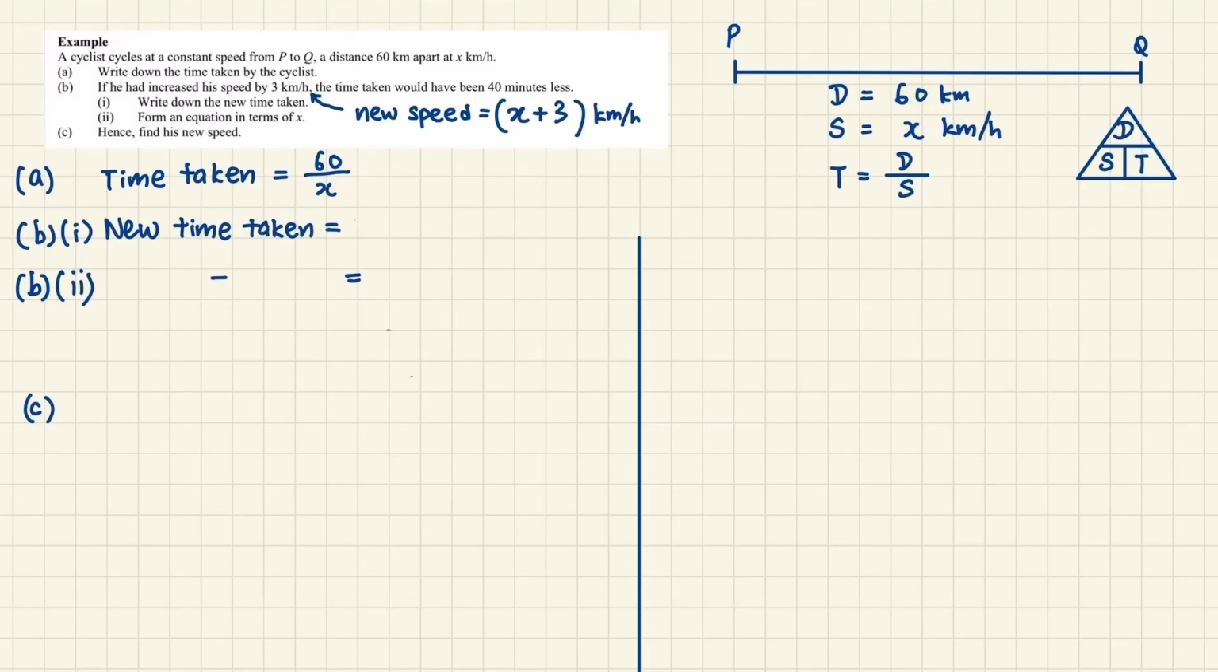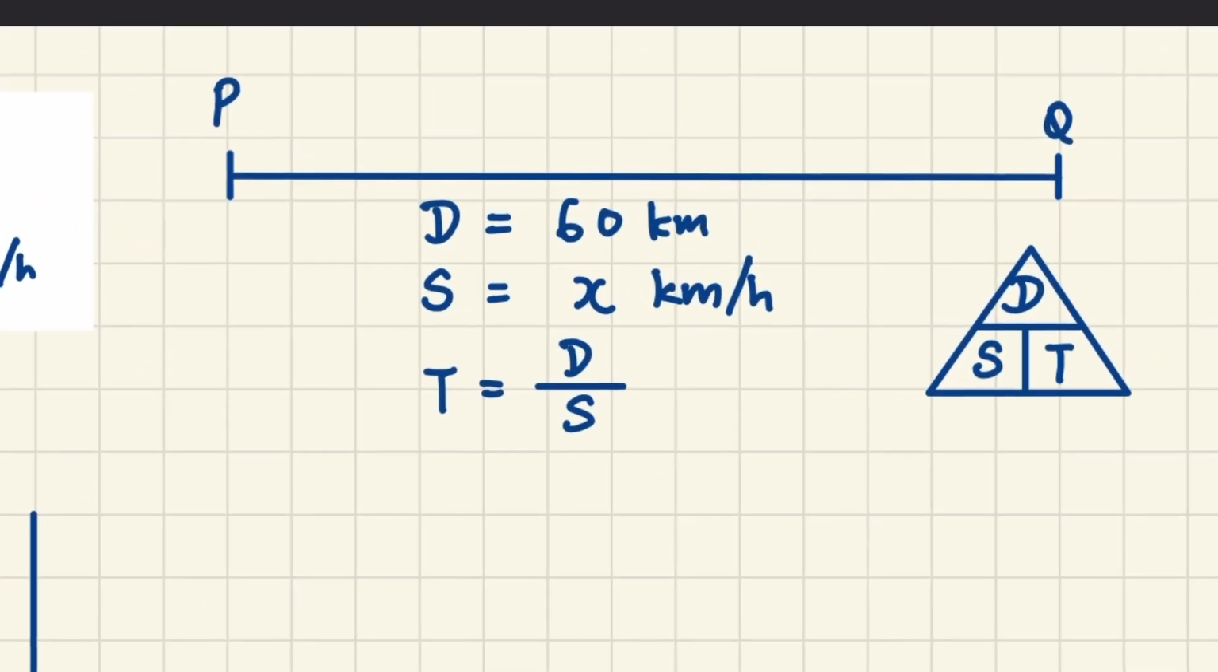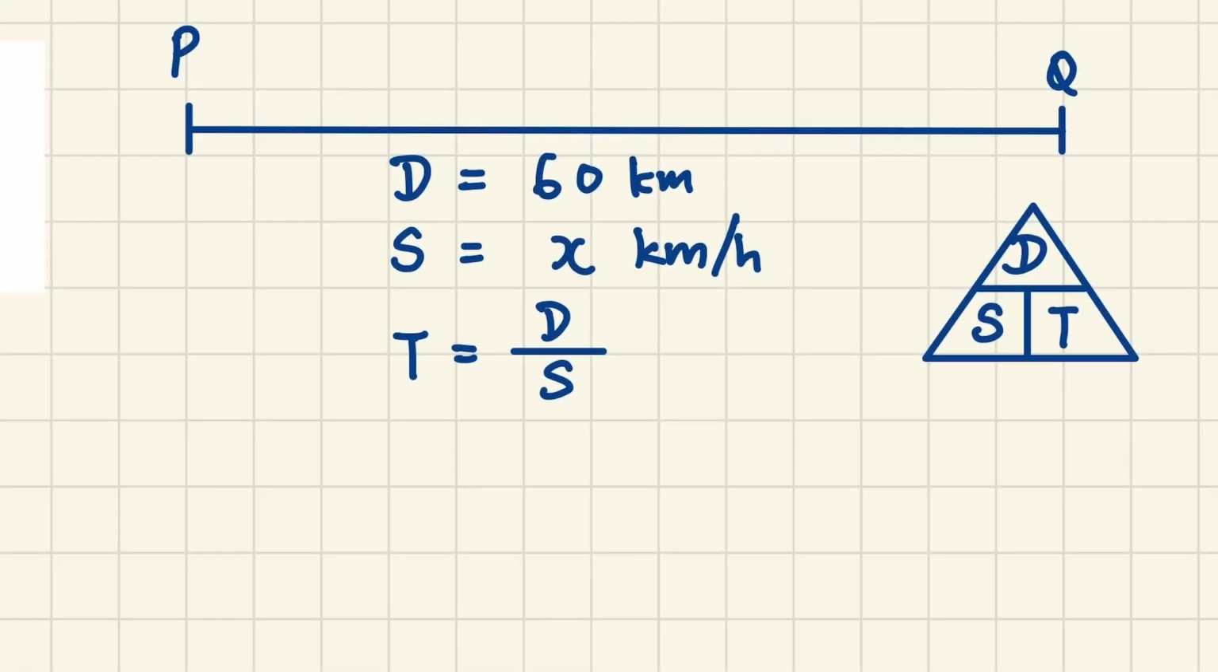For solving algebraic word problems, we have several kinds of scenarios, and one that is pretty common is the distance, speed, and time problems. Here we have a cyclist that cycles at a constant speed from P to Q, 60 kilometers apart, and the speed is x kilometers per hour. We can sketch a very simple diagram to represent all the information given, and then we also need to recall the relationship between distance, speed, and time.